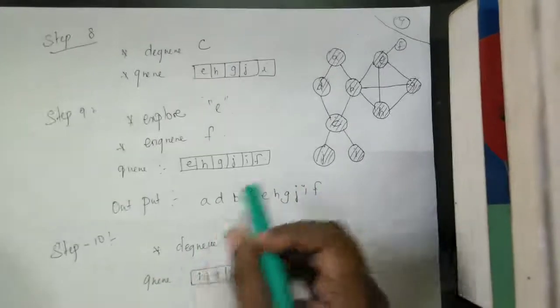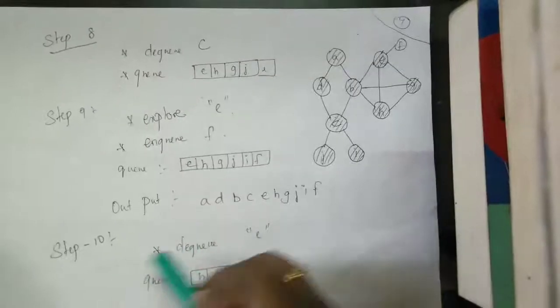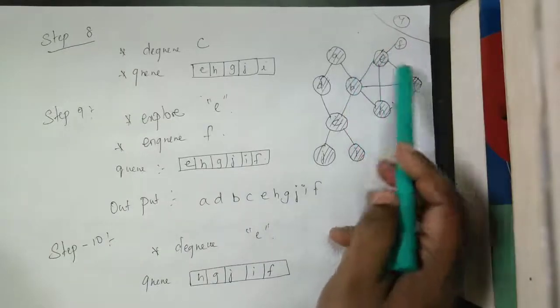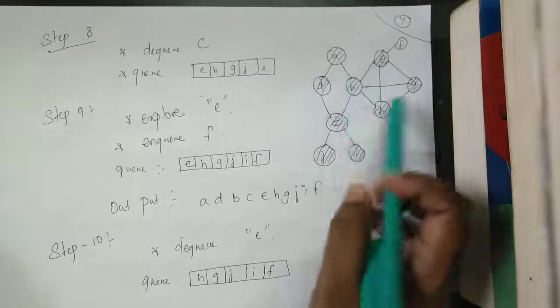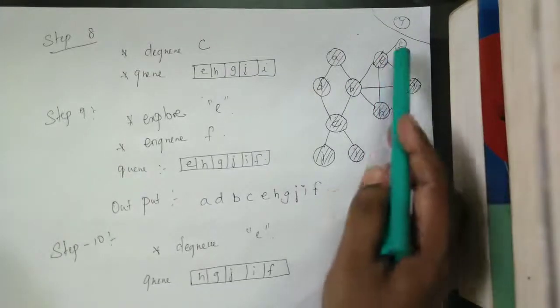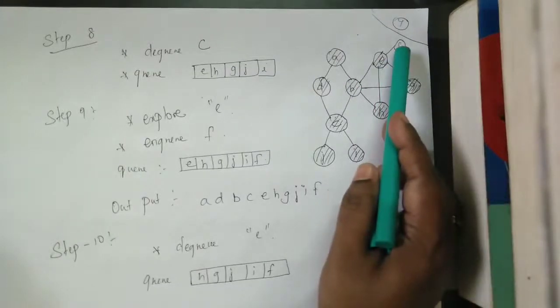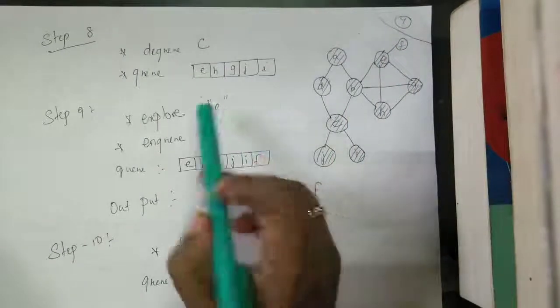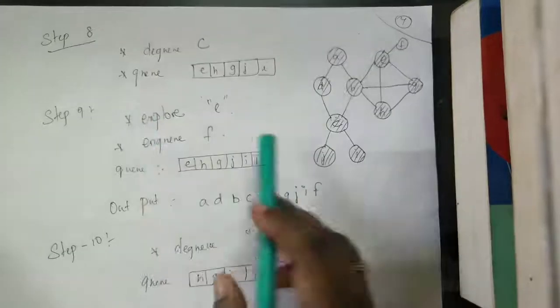So now we can DQ E. Why? Because the rest of the vertices which are adjacent to E are already visited, so we need not bother about them. The only vertex which was unvisited is F. So now it's done, and we can DQ E from this queue.